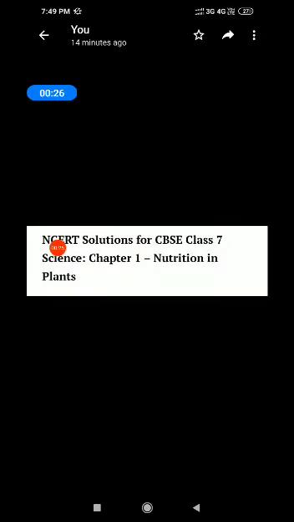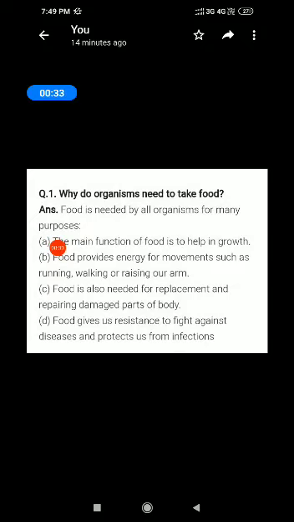Dear students, now we will discuss Chapter 1, Nutrition in Plants. Take page number 9. Question number 1. Why do organisms need to take food? Answer. Food is needed by all organisms for many purposes.